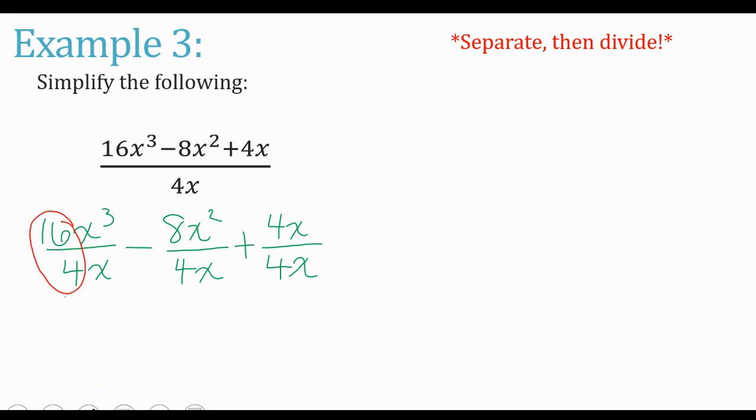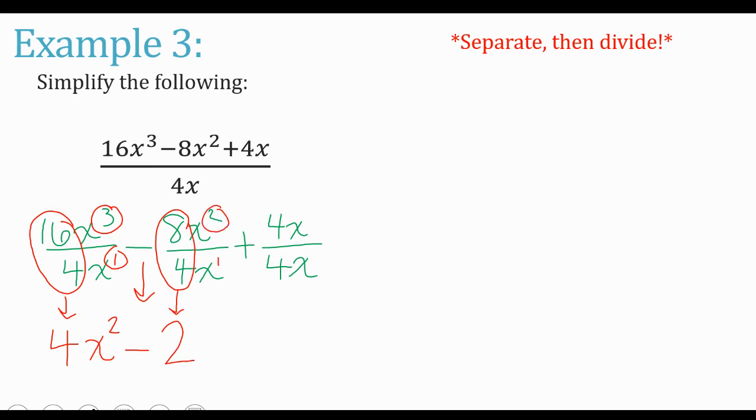16 divided by 4, that gives us 4. So divide your coefficients, subtract your exponents, same thing. 3 minus 1 gives us 2, so this becomes x squared. I'm going to just bring down that minus sign. 8 divided by 4 gives us 2. That has an exponent of 1. 2 minus 1 gives us 1. And we know that we don't really have to write that 1, and there's that invisible 1. So you don't have to include that.